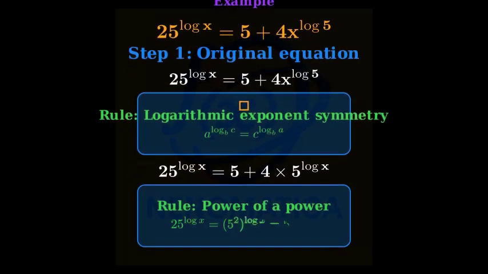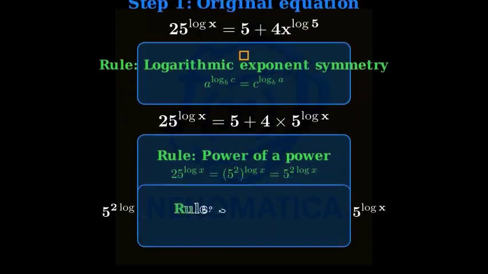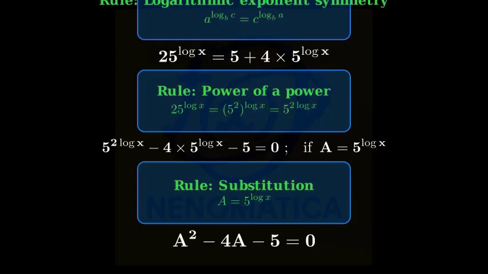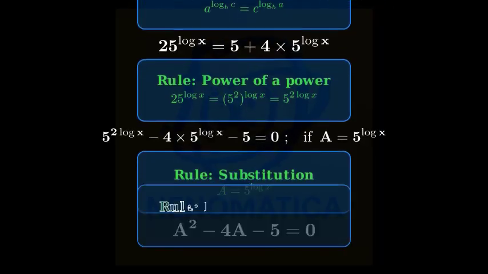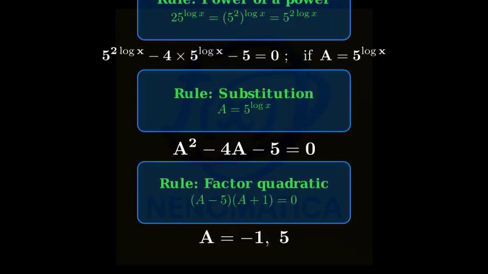Step 3. Use the power rule to rewrite 25 to the log x as 5 to the 2 log x, then move all terms to one side to get 0. Also, announce the substitution, a equals 5 to the log x. Step 4. Substitute a equals 5 to the log x to obtain a quadratic in a. Step 5. Factor the quadratic to get a minus 5 times a plus 1 equals 0. Therefore, a equals -1 or a equals 5.